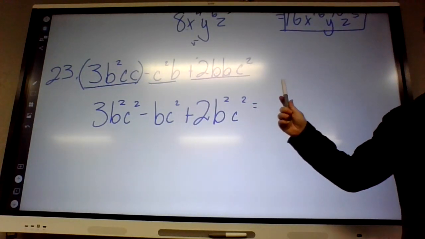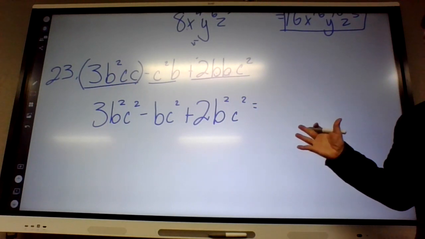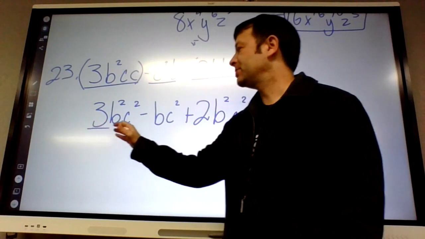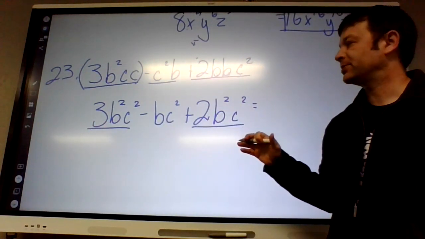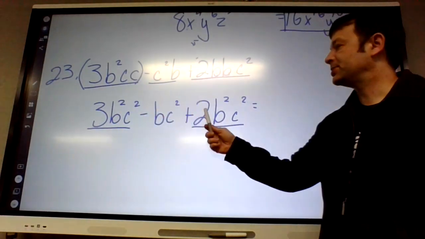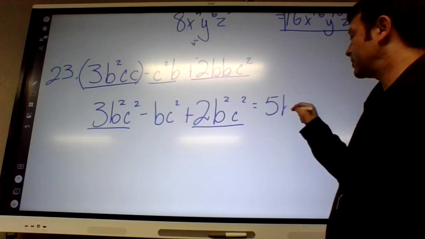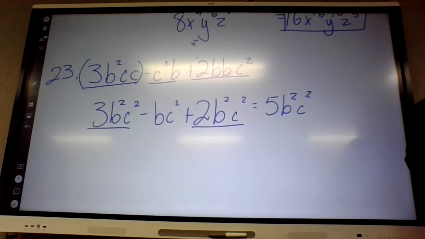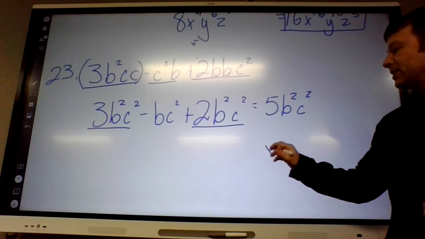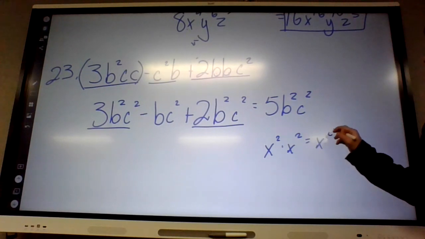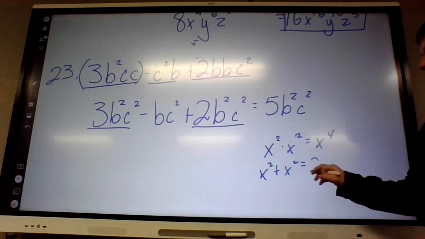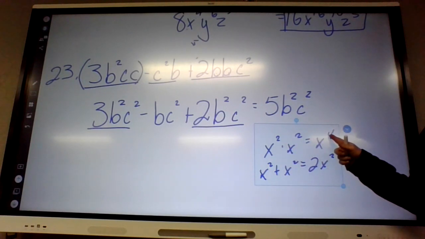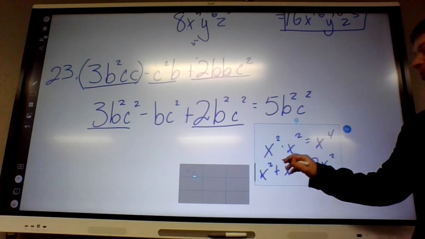All right. Can we do anything else? Are any of these three like terms? The first and the third are both b squared c squared. So those are alike. We have three of them plus two of them makes five of them. Notice I'm not changing the exponents, because we're not multiplying anymore. x squared times x squared is x to the fourth. But if you do x squared plus x squared, that's 2x squared. Multiplication changes exponents. Addition does not. If you have one of these plus one of these, you get two of the same thing.